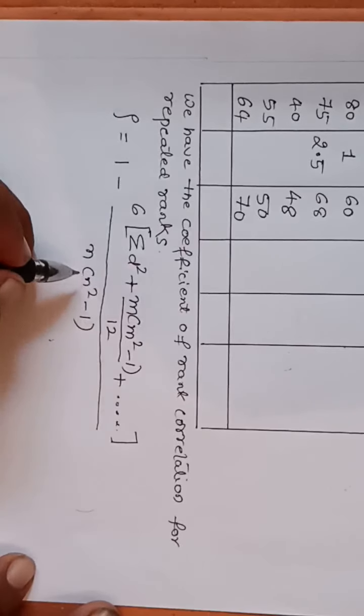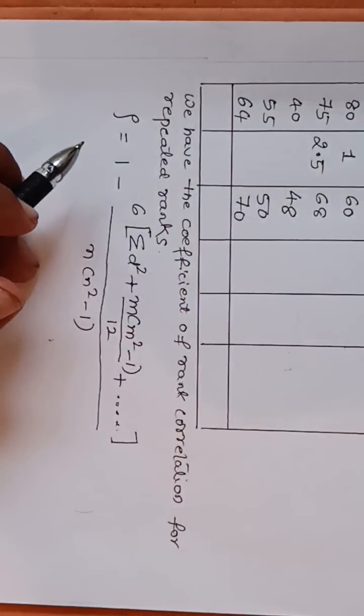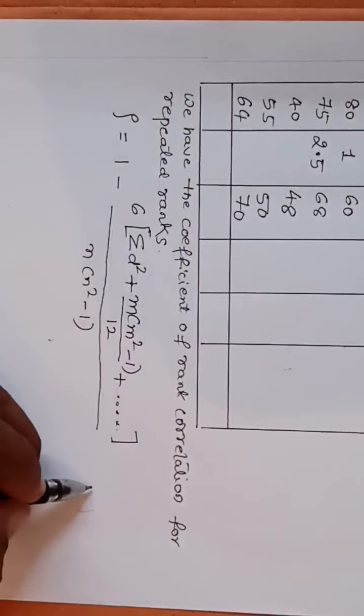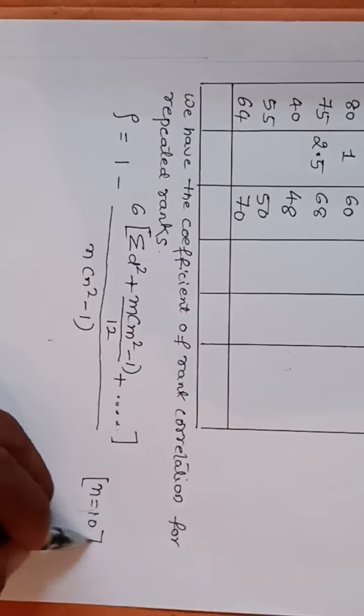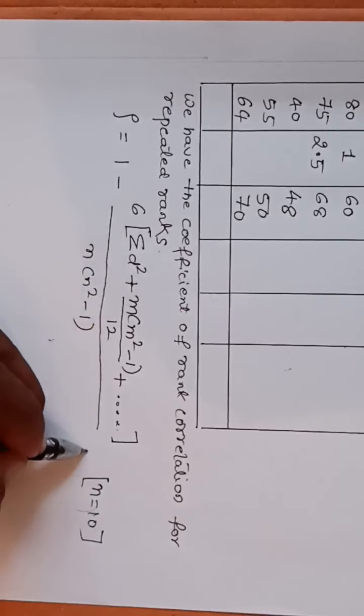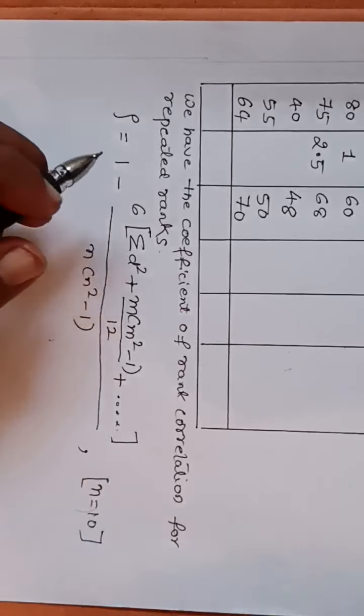So n we know is the total number of data given in X and Y: n is equal to 10. We can write here n equals 10. What about m? We'll check later on.